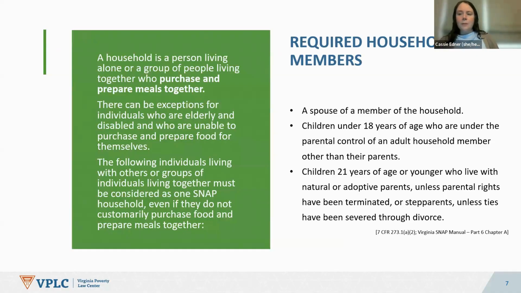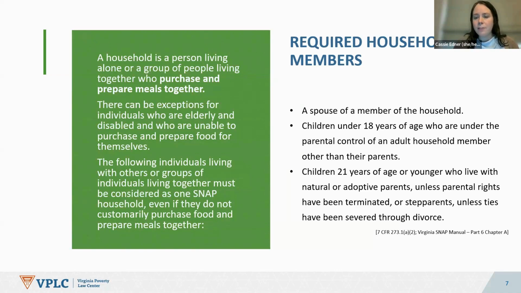Another thing that's a little bit confusing for SNAP compared to other programs like Medicaid and SSI is the way that they do household members. A household is a person living together or alone who purchase and prepare meals together. There can be exceptions for seniors who are disabled and are unable to purchase and prepare food for themselves. But other than that, if they are purchasing and preparing food, they are a household for SNAP.